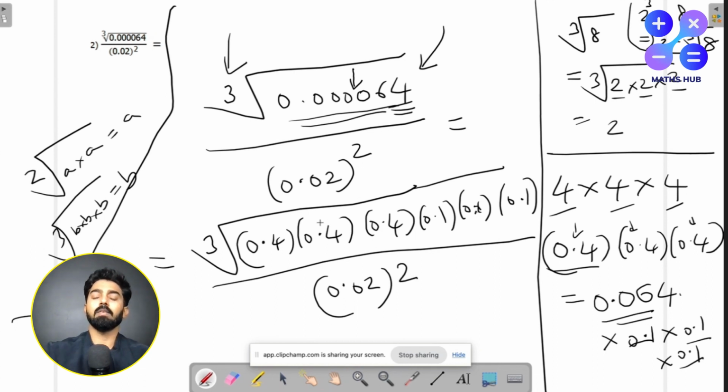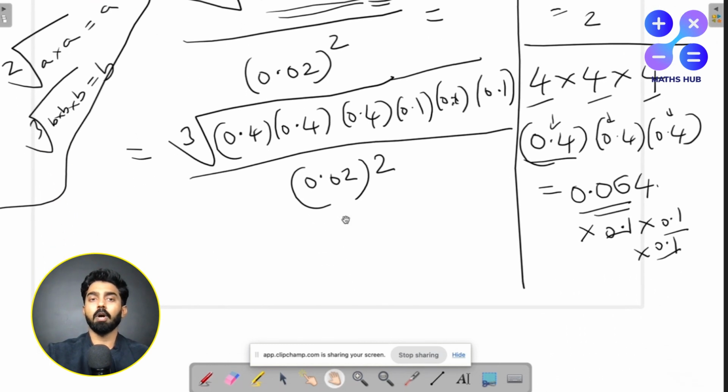So the whole idea of solving this is all about figuring out how you can express this as the same number written 3 times. If you are able to write this as a product of the same number written 3 times, you will be able to get it out of the cube root. That's the whole point of this question, you being able to figure that out.